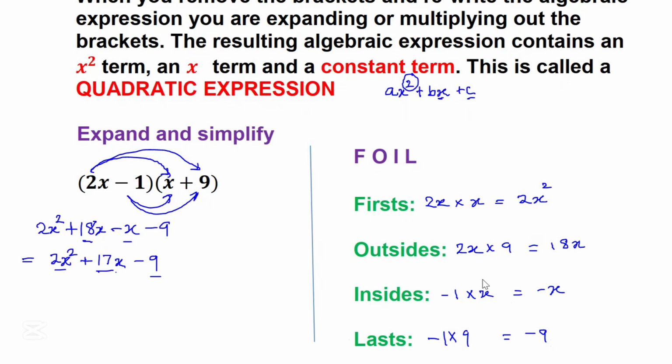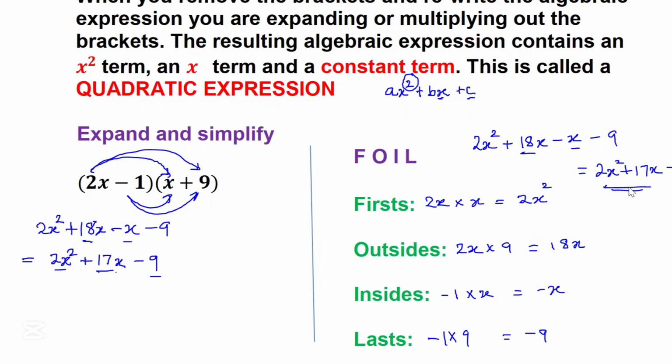So to sum up the expression, we're going to add up first, outside, inside, and last together. You should get an expression of the form 2x squared plus 18x minus x minus 9. So the like terms are 18x and x. So we can further simplify by writing 2x squared, 18x minus x is going to be plus 17x, then minus 9. So this gives us a quadratic expression.